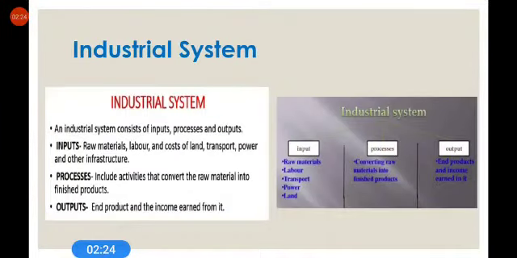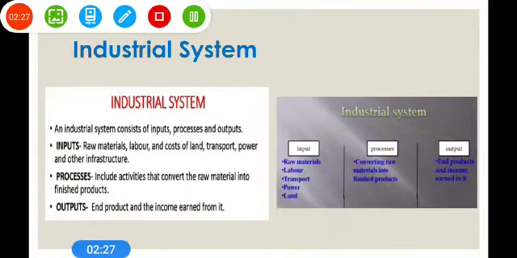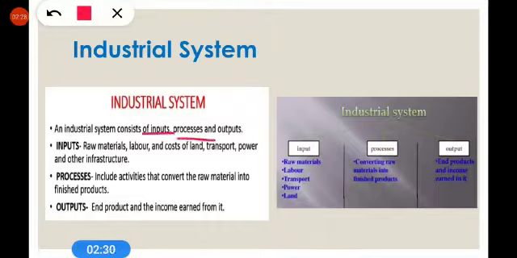So, what is an industrial system? An industrial system consists of input, processes and output. As I earlier told you, input is raw material, labor, cost of land, transport, power and other infrastructure. And processes, what are processes? The processes include a set of activities which involve the conversion of raw material into finished products. And the output is the end product and the income earned from it. For example, sugar is made from sugar cane. After sugar cane is processed, you get the sugar.